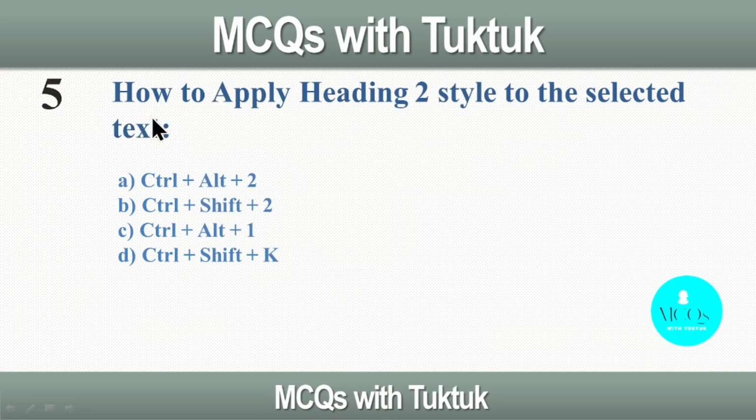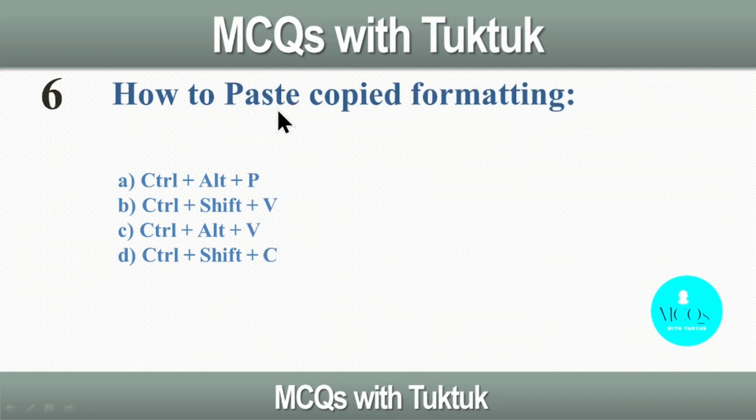Next question: how to apply heading 2 style? That is Ctrl plus Alt plus 2. Our next question: how to paste copied formatting? Once you have copied the formatting, how will you paste it as you do it using format painter? That is Ctrl plus Shift plus V.